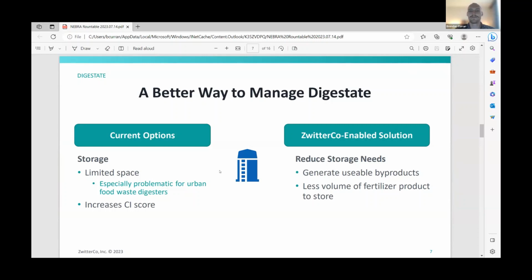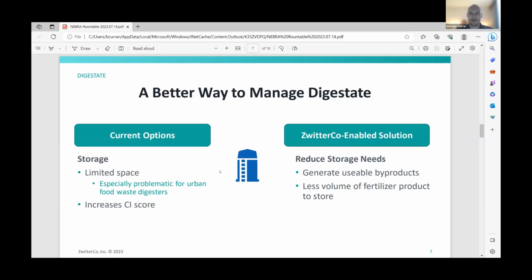This is especially a problem with urban food waste digesters, in that they don't have any ability to store it. A lot of the agricultural digesters have so much space that they can store it. But when there's limited space, the food waste digesters have to have another way to manage digestate. I've also been told that the overall farm's carbon intensity score has increased when they have to store the digestate, because even after the digester, methane is releasing into the atmosphere, and their carbon intensity score is going to increase from that. So storage is a problem as well.